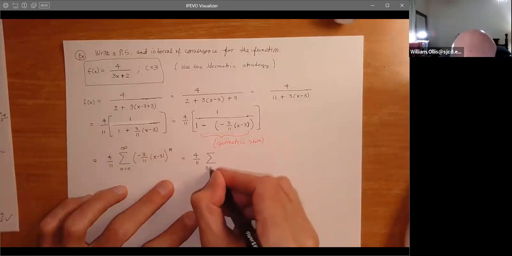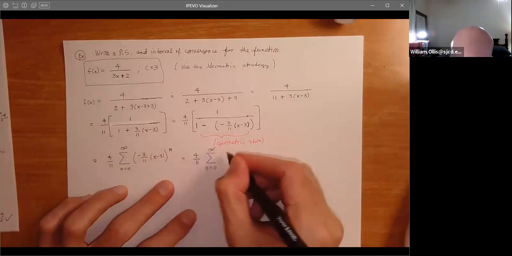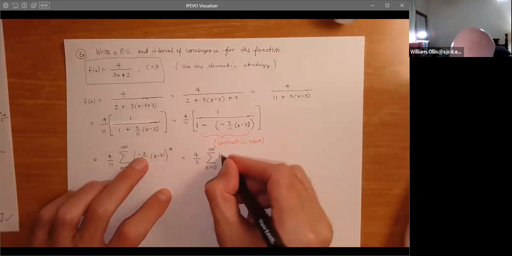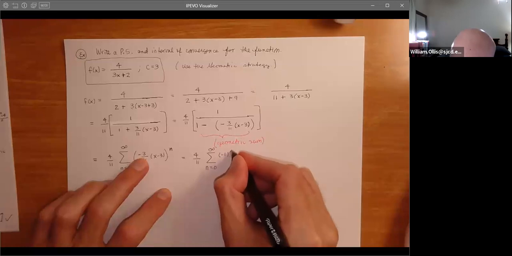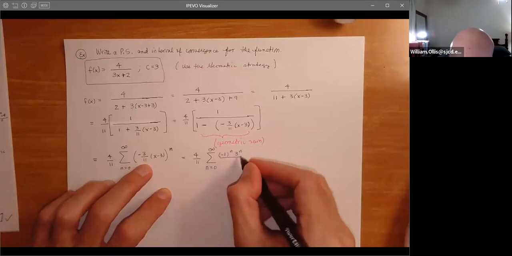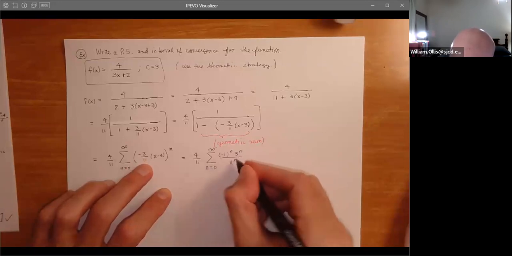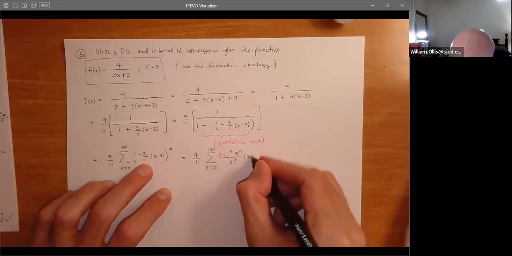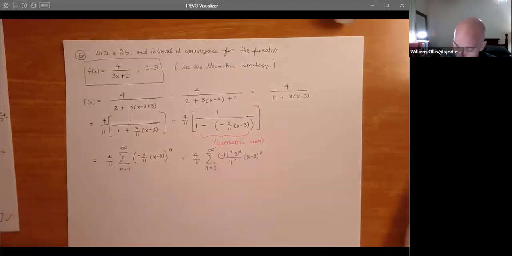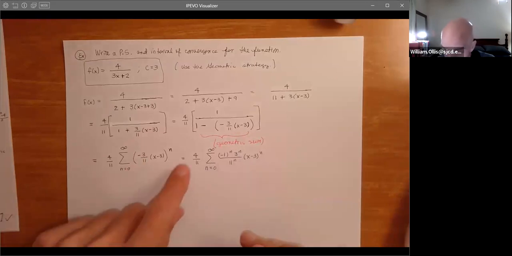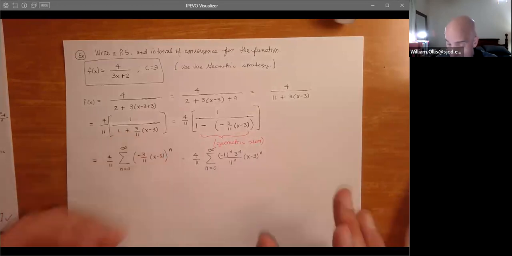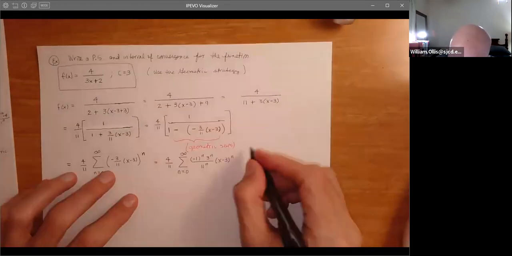So we have n equals 0 to infinity. And now, if you will, we got the -1 here. So we have a -1 to the n. We have a 3 to the n. And then, of course, we have an 11 to the n. And then the x minus 3 to the n. So we just have a bunch of n's running around. And now, if you like, you can bring the 4 over 11 inside. I guess you could leave it outside. It doesn't really matter.